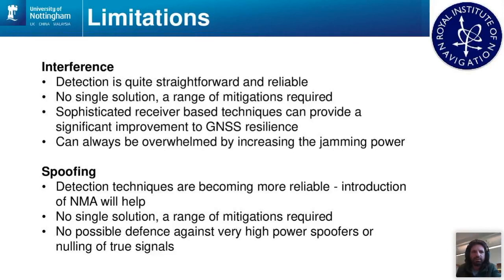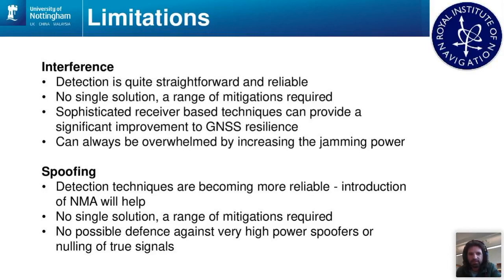Okay, just a few words to sum up. Firstly, about interference, we're now pretty good at detecting when we're being interfered with. That's quite reliable, but we don't have a single solution to mitigate all types of interference. So we can make a vast improvement on an unprotected GNSS receiver, but there's always going to be a jamming power that will overwhelm our receiver. And because the signals are so weak, even though we've got these sophisticated techniques in the receiver, that jamming power is still quite low. It's still something that you can produce with a relatively basic set of kit. So we still have a vulnerability there, even with all of the techniques combined that we can use in the receiver.